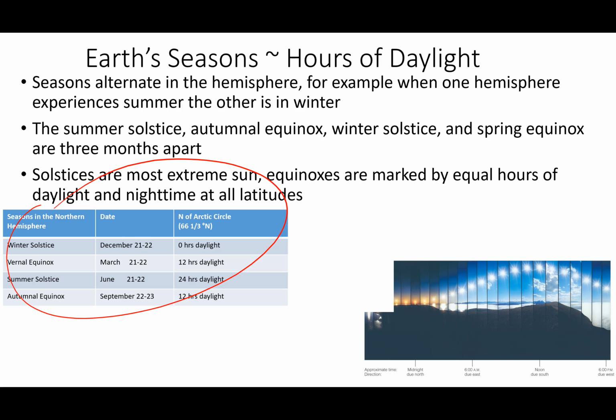So we have two solstices and two equinoxes. Winter solstice, summer solstice, the vernal equinox, sometimes called the spring equinox, and the autumnal equinox. So you're going to want to know those dates.